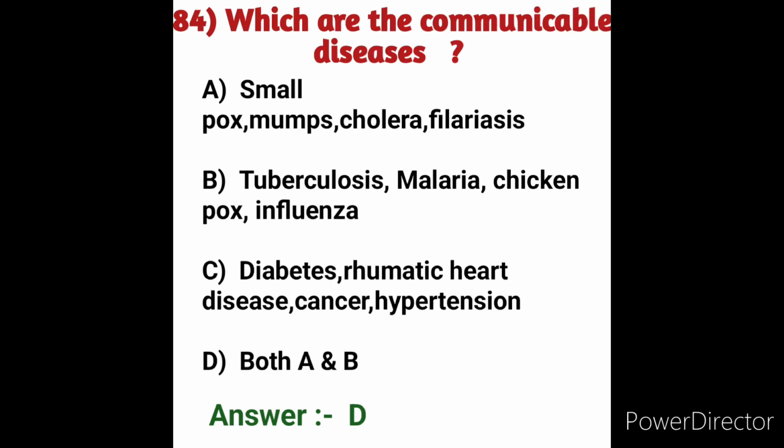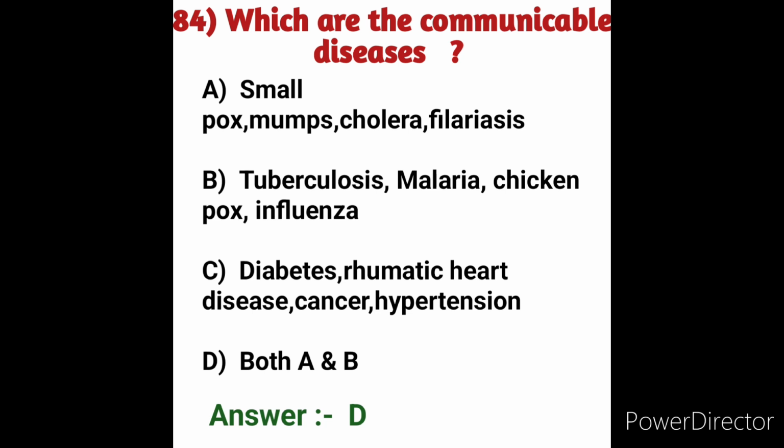Number 84. Which are the communicable diseases? Option A, smallpox, mumps, cholera, filariasis. Option B, tuberculosis, malaria, chickenpox and influenza. Option C, diabetes, rheumatic heart diseases, cancer, hypertension. Option D, both A and B. Diabetes, rheumatic heart disease, cancer and hypertension are all non-communicable diseases. Smallpox, mumps, cholera, filariasis, tuberculosis, malaria, chickenpox and influenza are all communicable diseases.